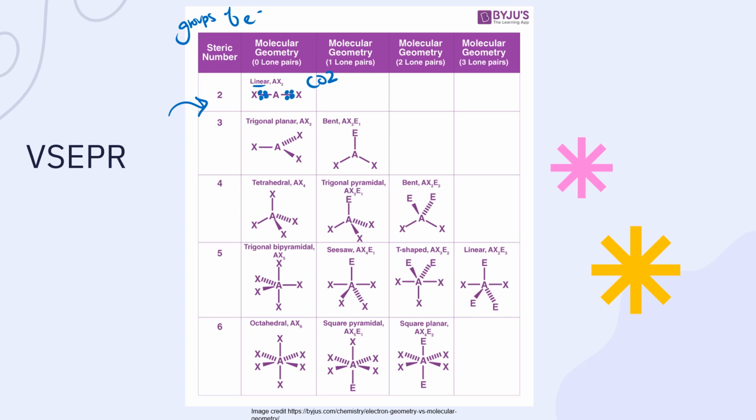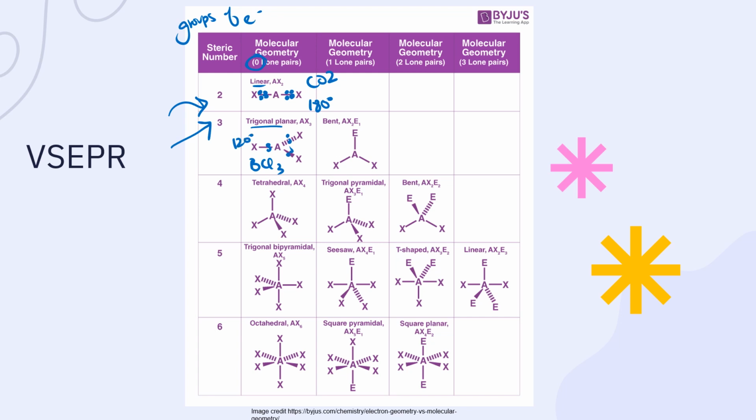That's okay, as long as the bonding groups are only 2 and there are 0 lone pairs, we're going to have a linear shape, and that's going to be a bond angle of 180 degrees. If I have 3 total groups of electrons and 0 lone pairs, kind of like our BCl3 boron trichloride, then we're going to end up with a trigonal planar shape, bond angles of 120 degrees.